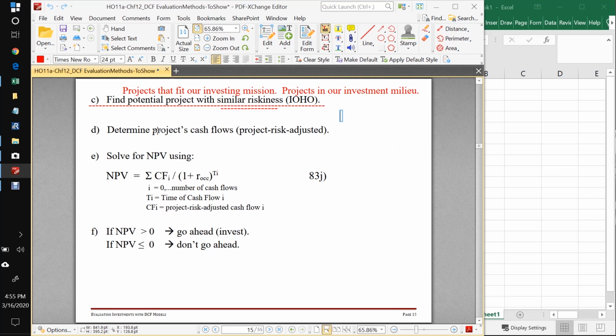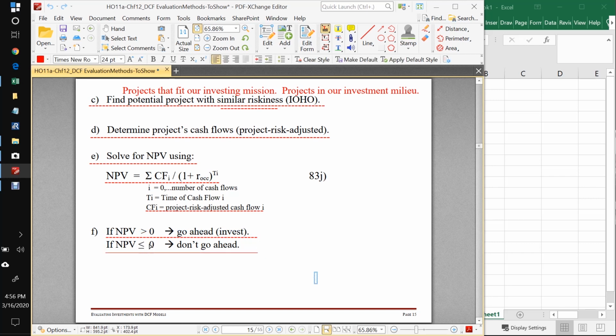So once we've got this potential project, then we're ready to determine its cash flows, and we want those to be project risk adjusted. And once we've got our project risk adjusted cash flows, we already have our opportunity cost of capital, and we can go ahead and solve for the NPV of this project using our NPV formula here, with again our opportunity cost of capital here, and here are project risk adjusted cash flows. And then we apply this simple NPV rule. If the NPV is greater than 0, we want to go ahead and invest. And if the NPV is less than or equal to 0, don't go ahead.